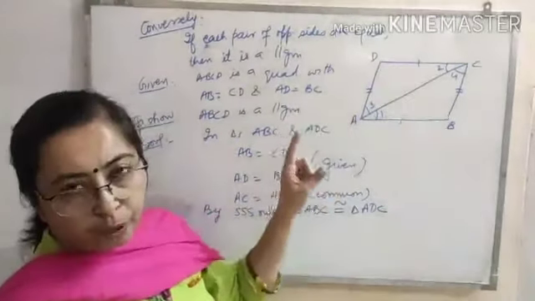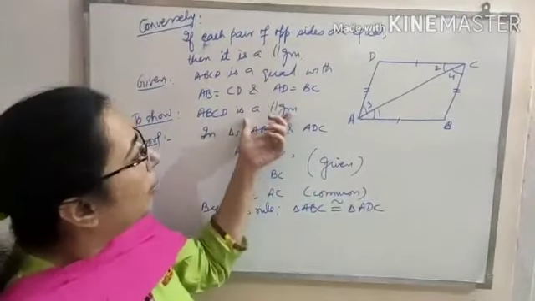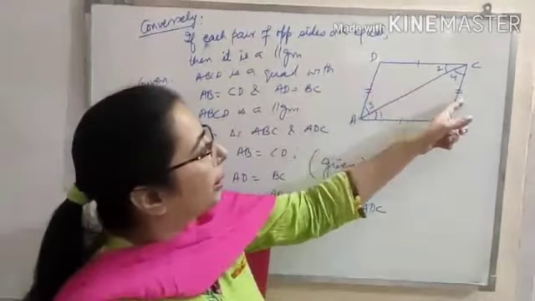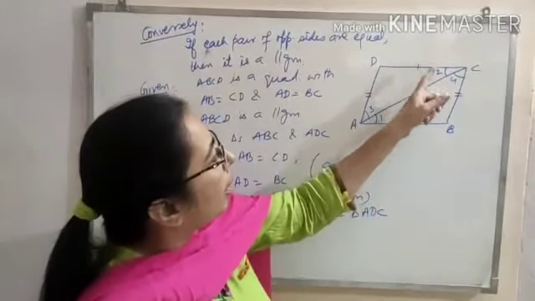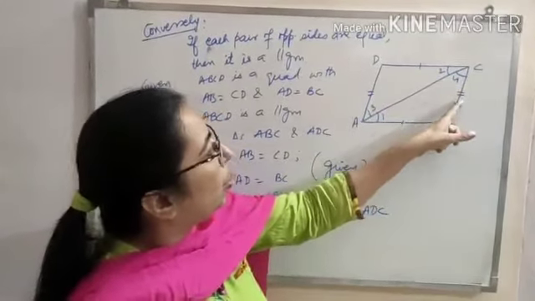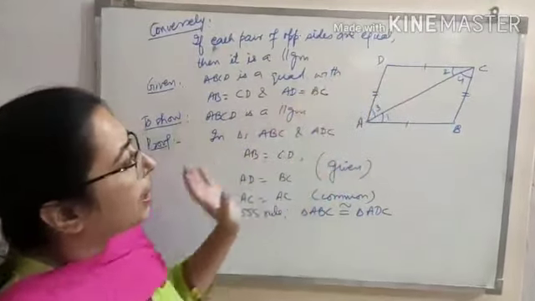So I told you we will use the basic definition of parallelogram. To prove it is a parallelogram, you have to show that opposite sides are parallel. Now we will show here that AB is parallel to CD and AD is parallel to BC. So again we will consider the two triangles and prove that these are congruent.